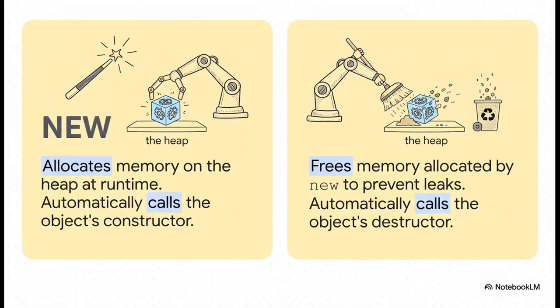But what happens if an object needs to live on even after the function that created it is finished? For that, we use the new keyword. It allocates memory on what's called the heap and, you guessed it, calls the constructor. But this comes with a huge responsibility. You have to remember to use delete later to free up that memory. Delete calls the destructor and prevents nasty memory leaks. They are a matched pair. You should never, ever use one without the other.